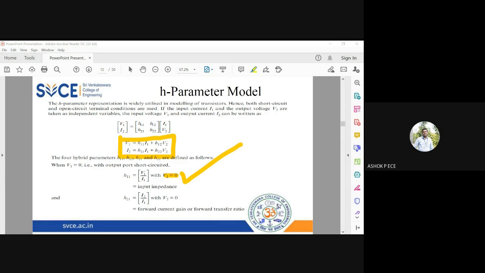You should have studied this in basic electronics. Putting V2 equal to 0 is equivalent to what? How do you call it? When current is 0, what is that condition called? Open circuit.